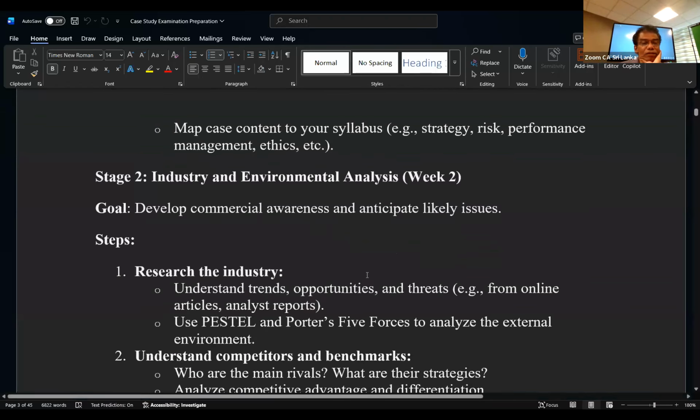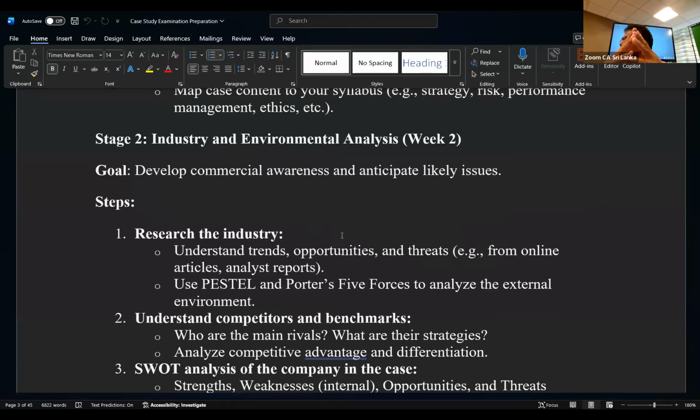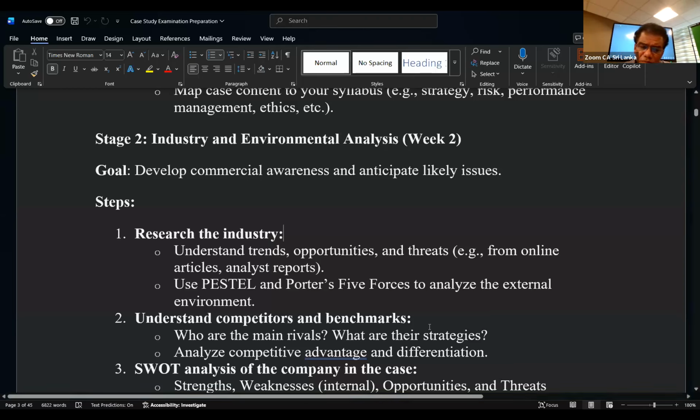Industry and environmental analysis: you have to do the industry analysis, because every time a new industry comes. So this time also it would have come. What is the industry? What is the industry you got?